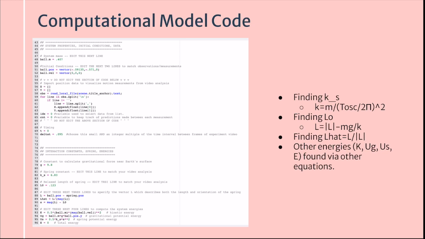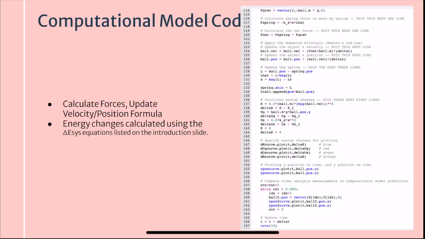To finish the simulation, we also had to calculate the forces and update velocity and position formulas, which is Newton's second law, shown in the first slide as well. And energy changes were calculated using the delta E system equations used on the introduction slide. So here you can see that for the energy changes, we have inputted various factors of the overall equation in order to break it down and have it calculate the right numbers.